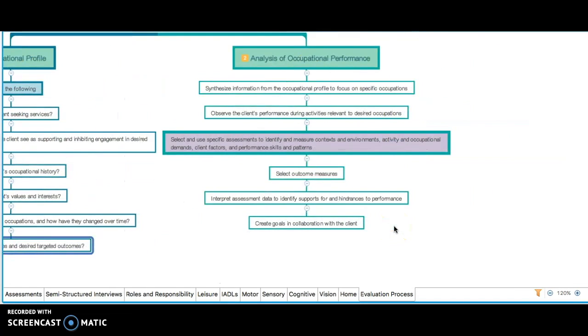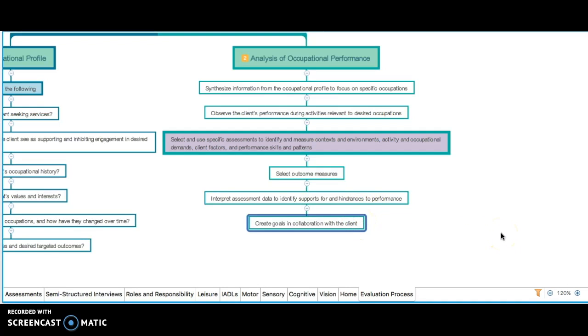During this phase, you should remember to synthesize information from the occupational profile to focus on specific occupations, observe the client's performance during activities related to desired occupations, select and use specific assessments to identify, measure contexts and environments, activity and occupational demands, client factors, and performance skill patterns, select outcome measures, interpret assessment data to identify supports for and hindrances to performance, and create goals in collaboration with the client.